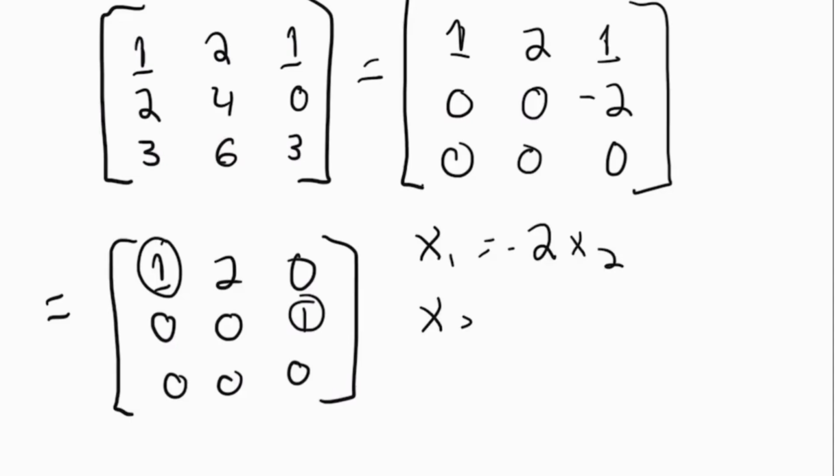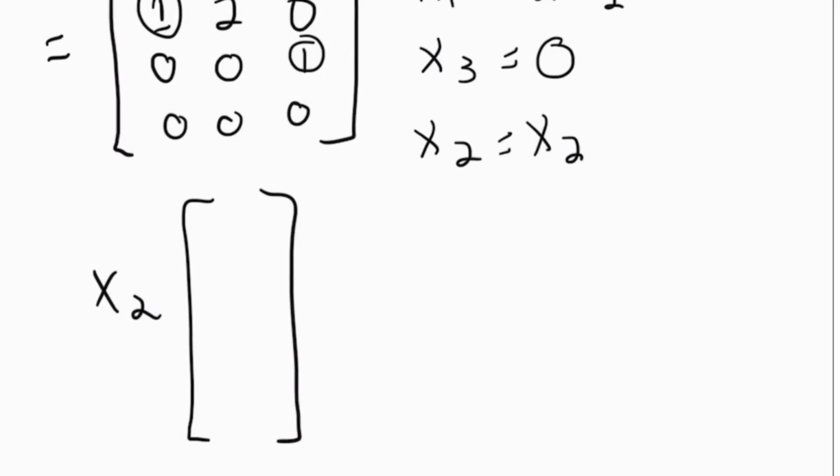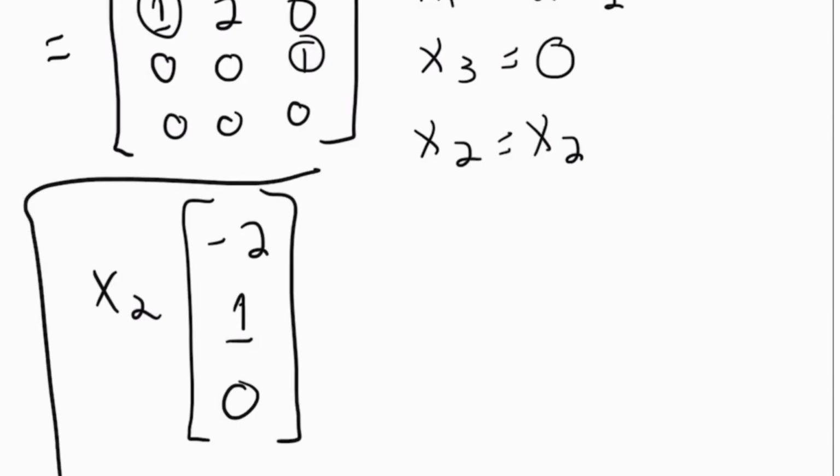2x2. This one, x3, is equal to 0. We have a free column, which is the second one. So it's going to be x2, which is equal to x2. So we can take x2 out, and that will be negative 2, 1, 0. And this is your final answer.